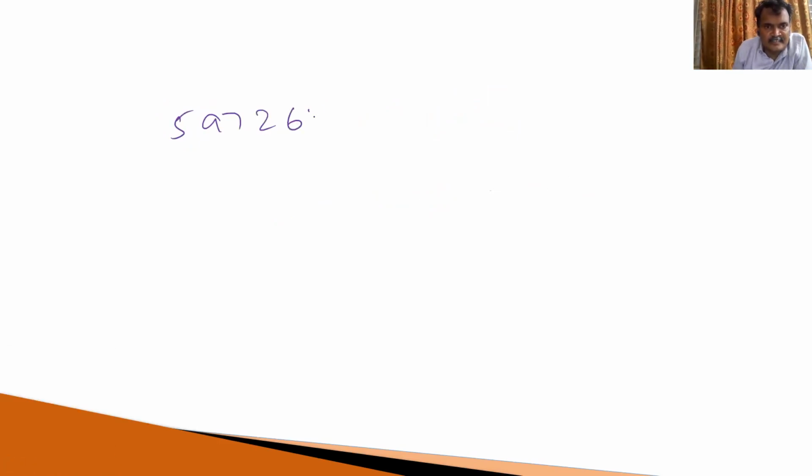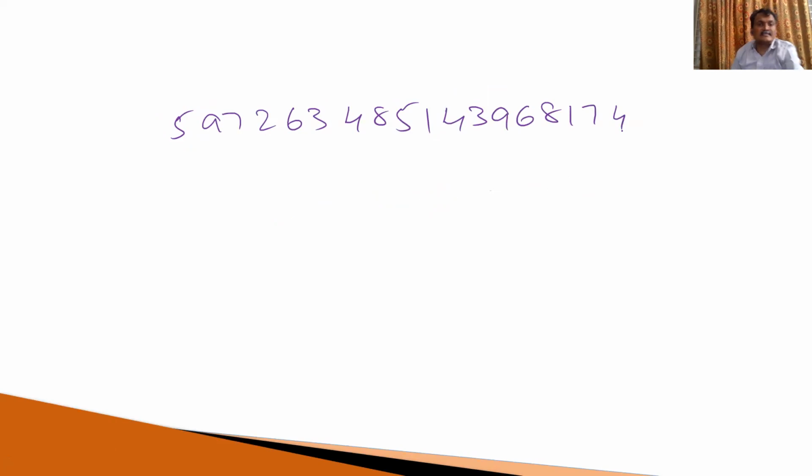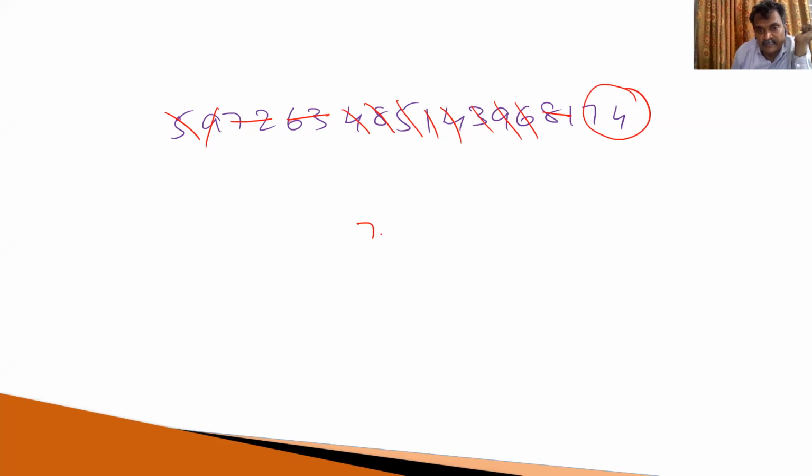5, 9, 7, 2, 6, 3, 4, 8, 5, 1, 4, 3, 9, 6, 8, 1, 7, 4. What is the digit sum of this number? What should you do? 9 gets cancelled, 7 and 2 cancel, 6 and 3 cancel, 8 and 1 cancel, 4 and 5 cancel, 5 and 4 cancel, 6 and 3 cancel, 9 cancel, 8 and 1 cancel, only two digits left. 7 plus 4, that is equal to 11. And again, 1 plus 1, that is equal to 2. So 2 is the digit sum of this entire number.